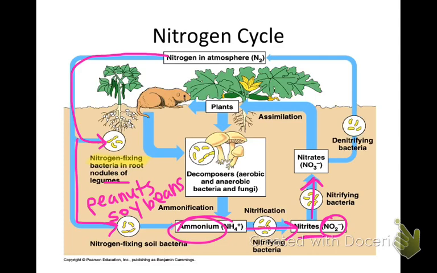And then some other bacteria in the soil can also eat the nitrates. These are called denitrifying bacteria. So this bacteria eats the nitrates. It breaks them down. Think about detritus. We break things down.